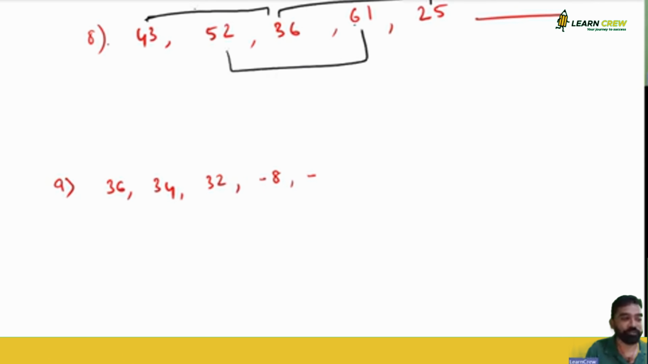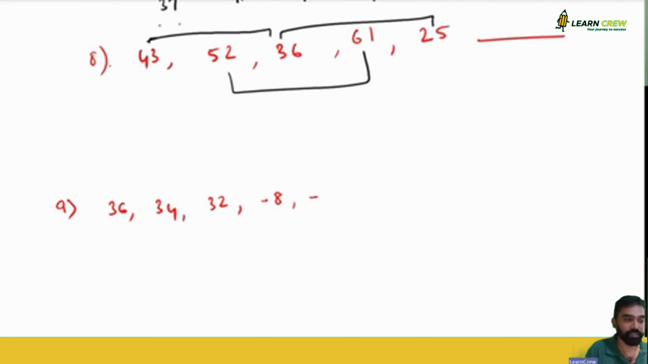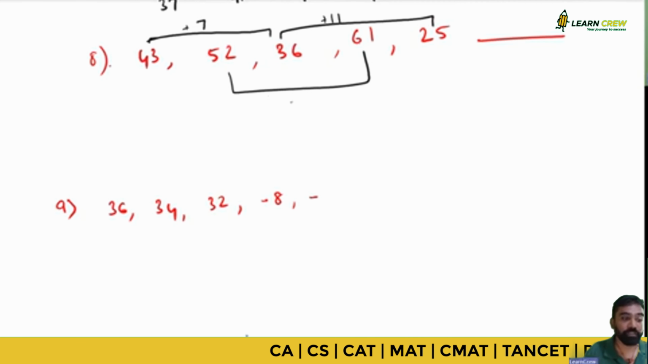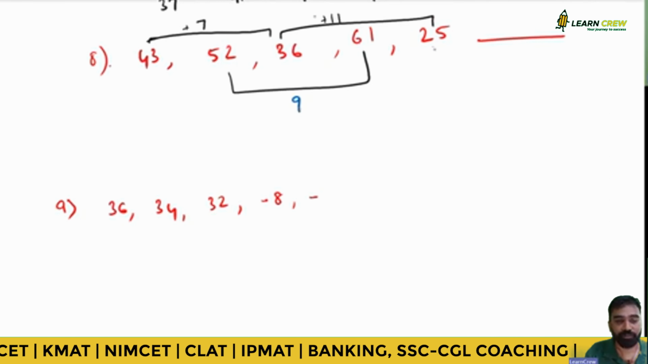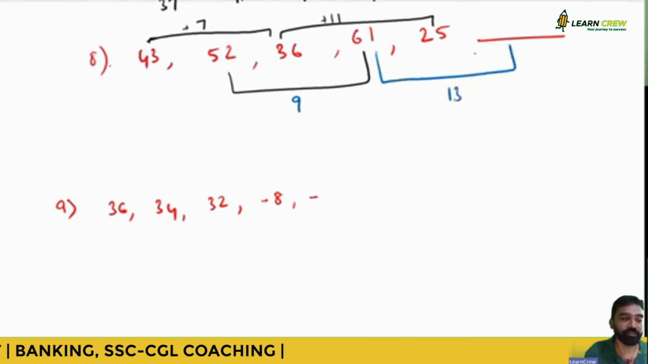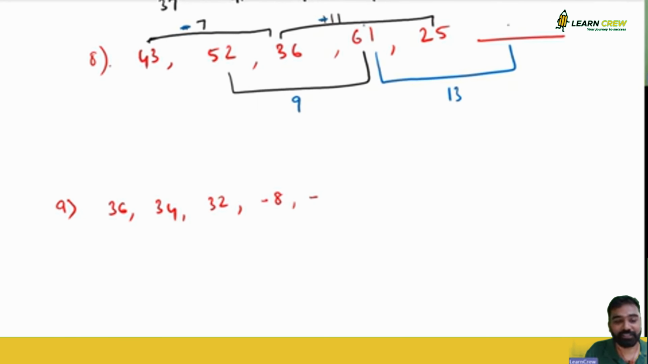What's the difference between these two? 43 and 36. Plus 7. Between 36 and 25, 11. Plus 11. All these are plus. And this 52 and 61. Sorry, 9. This is 7, 9, 11. Obviously, the next one is going to be 13. From 61, plus 13 is going to be the alternate series, where this one is clear. In the other method, there are chances of confusion.